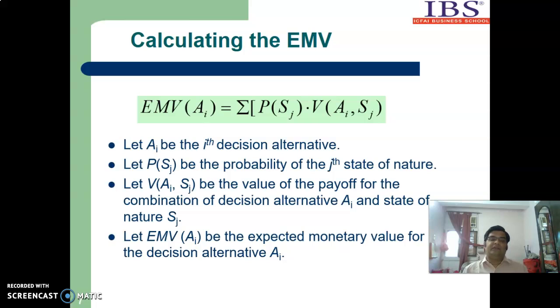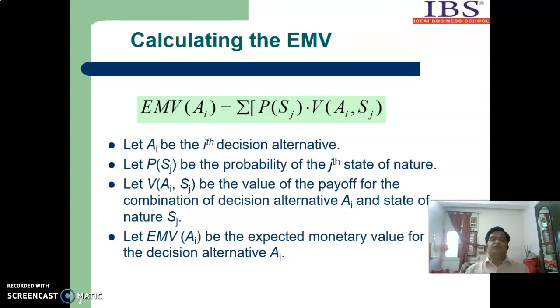So what is the state of nature? Suppose state of nature may be of two types in the stock market, bullish and bearish. Suppose what is the probability that the market will be bullish? 60% is the chance that the market will be bullish, and suppose 40% is the chance that the market will be bearish. So P(bullish) is 60% and P(bearish) is 40%. This is called P(Sj).